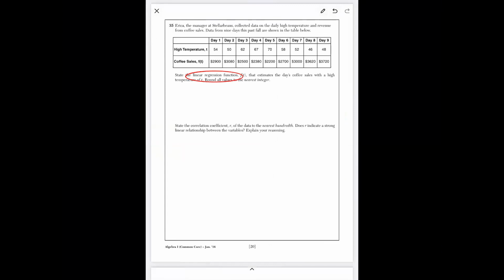It says we've got this coffee manager. Her name is Erica. She collected data on the daily high temperature and the revenue from coffee sales. She did it for 9 days, so she has 9 days' worth of data. And she wants to come up with a linear regression that tells her the relationship between the coffee sales and the high temperature.